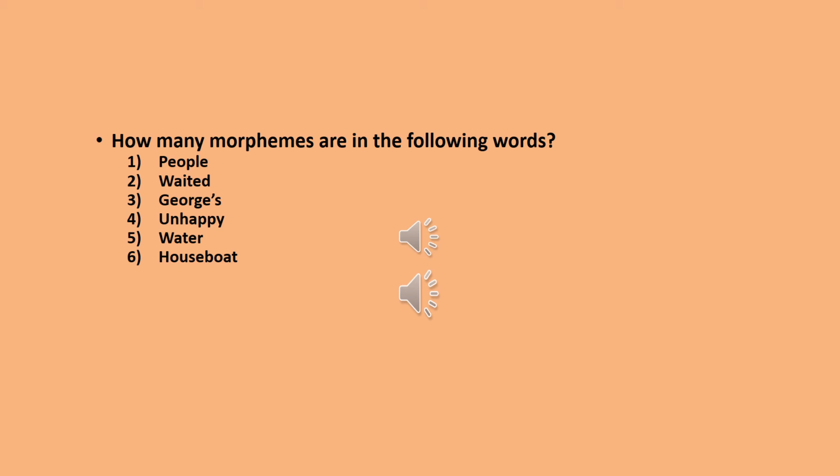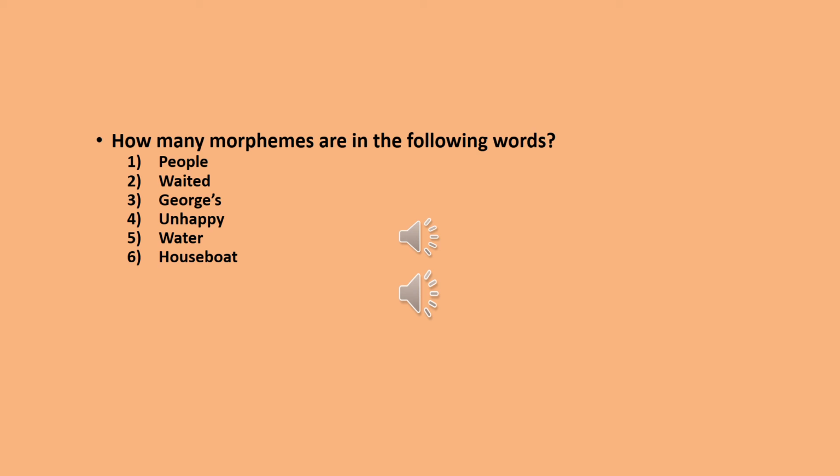Take a few minutes and number somewhere on a piece of paper from 1 to 6. And try and determine how many morphemes the following words would have in them. Number 1, people. That would be 1 morpheme. You cannot separate that word and have meaning. Number 2, weighted. That would have 2 morphemes. Weigh, and then adding the ed makes it past tense.